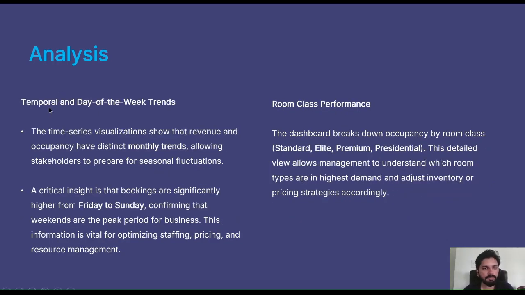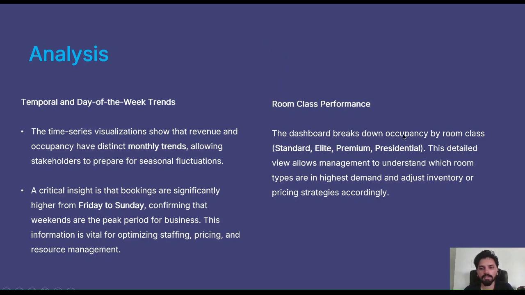Now, the next analysis is based on the temporal and day of the week trend. The time series visualization shows that revenue and occupancy have distinct monthly trends, allowing stakeholders to prepare for seasonal fluctuation. A critical insight is that bookings are significantly higher on the weekends, basically from Friday to Sunday. So, based on this information, it is vital for the business to optimize their staff, pricing, and resource management on the weekend.